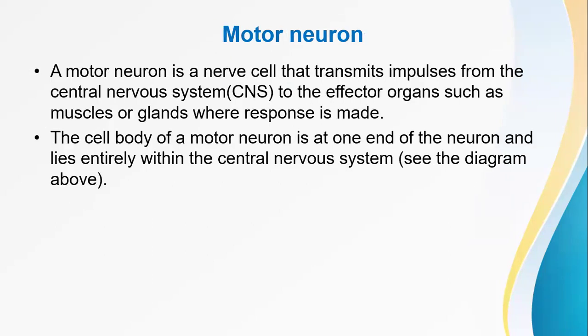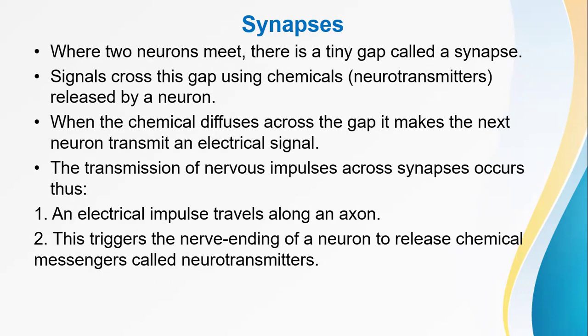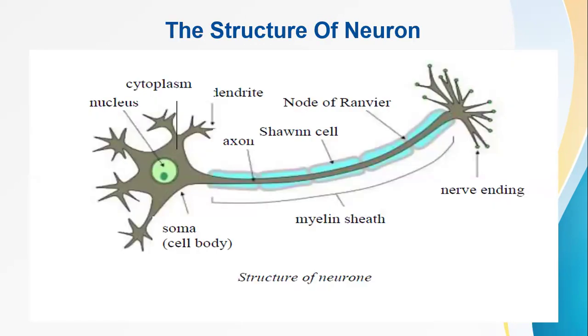motor neuron. The motor neuron is a nerve cell that transmits impulses from the central nervous system to the effector organs, such as the muscles or glands, where the response is made. The cell body of a motor neuron is at one end of the neuron and lies entirely within the central nervous system, as we can see in the diagram above, which we've discussed before when we were discussing the structure of the neuron. So this is how the motor neuron looks, as we've seen how it carries the information.